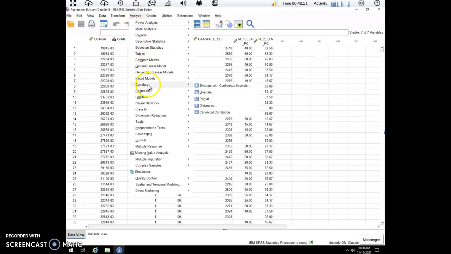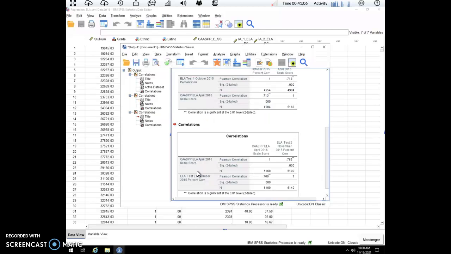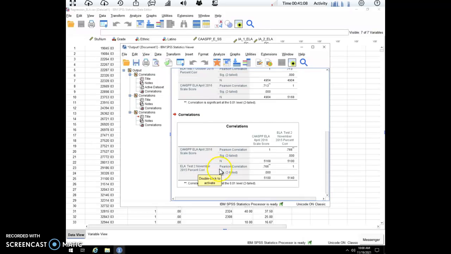And then we're going to click Analyze and complete our third correlation, which is going to be how the November and April tests correlate. So we're going to move October back over here and select November. And you can see our final correlation here, 0.766 with the p-value of 0.000.